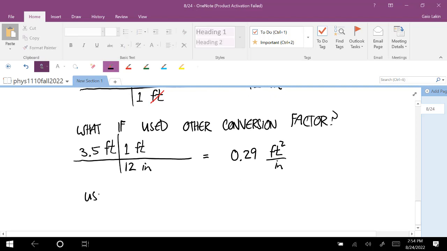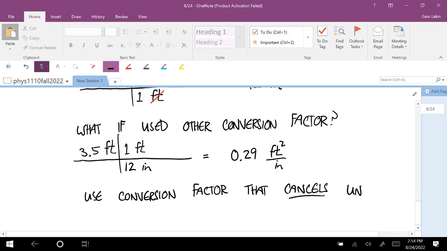So use the conversion factor that cancels the unwanted units.